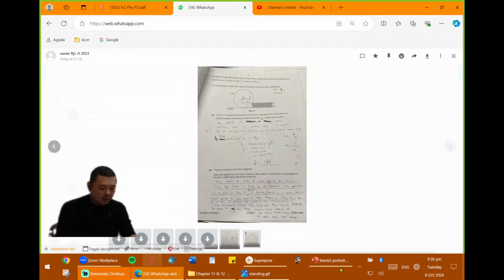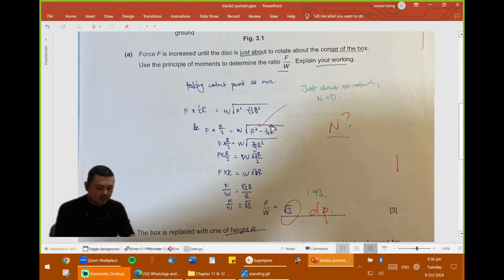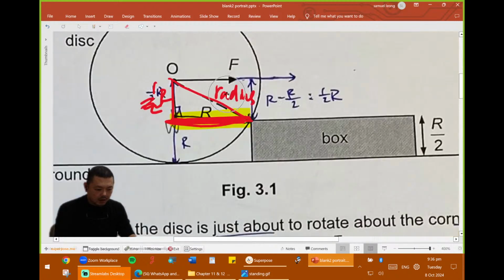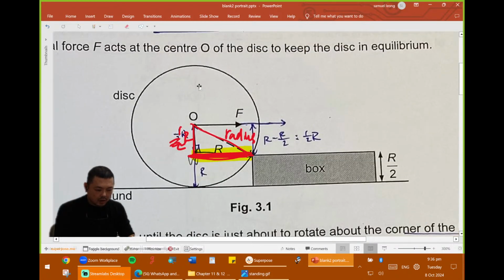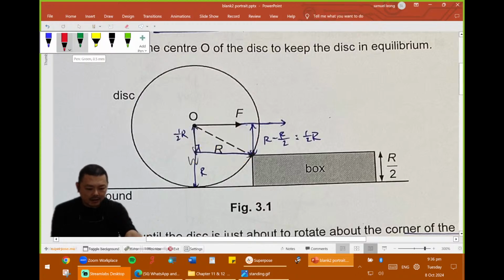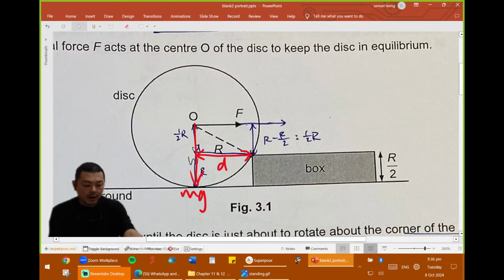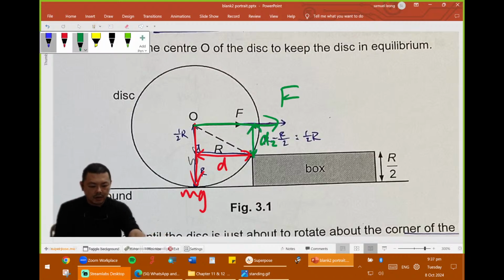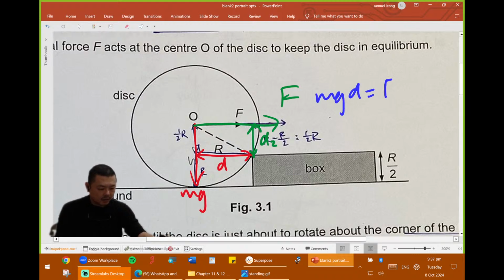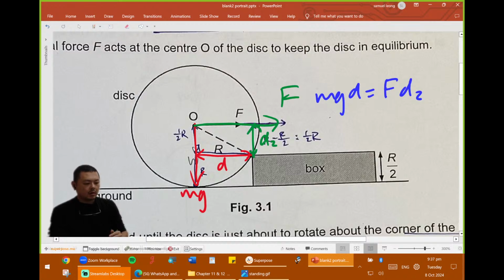Then you never pay attention to what I was saying just now. It shouldn't be a marking point. It doesn't matter at all. The only two things you need to consider are the weight, multiplied by this distance, so mg times d, as well as the force here, multiplied by this d2. So when you do the calculations, mg times d is equal to force times d2. Correct, right?